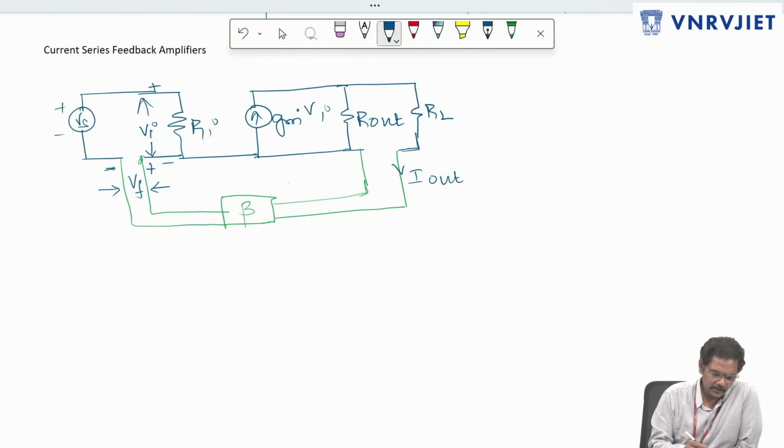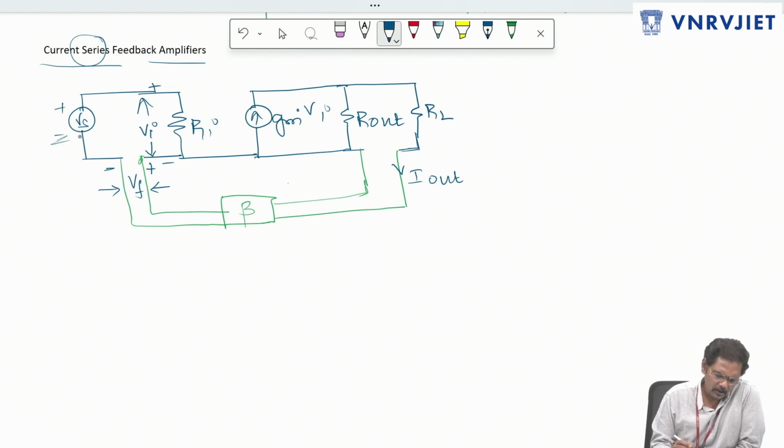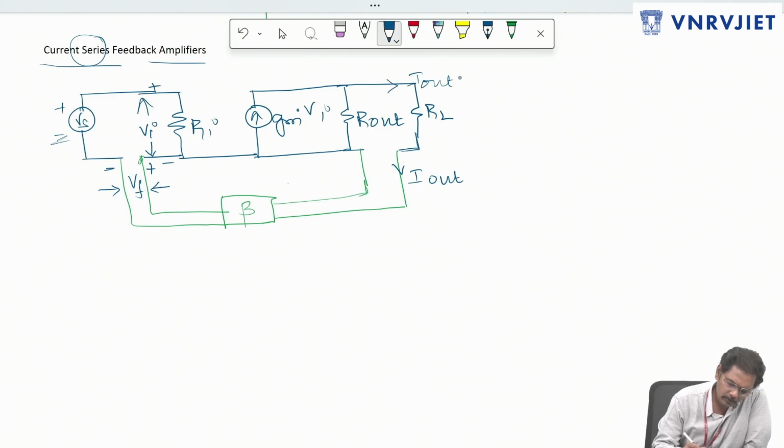So let's discuss the current series feedback amplifier. As the name indicates, series, what we are going to do is take the voltage and subtract it from the source. This is a current series feedback amplifier. In this case, the output is current, I out, and the input is voltage.